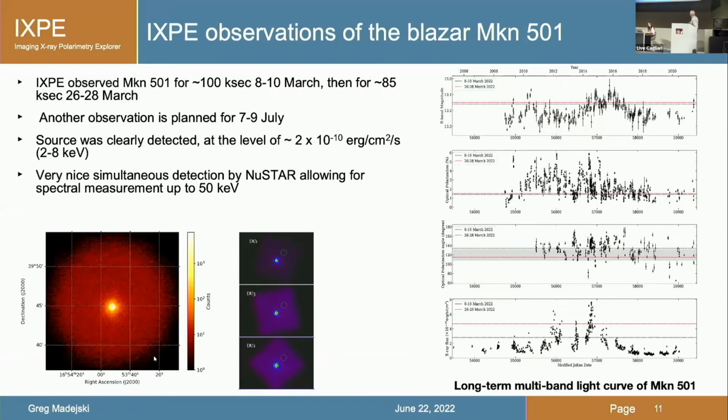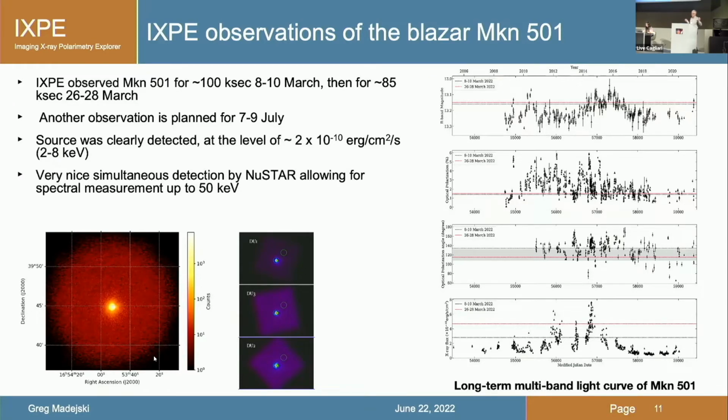So the IXPE observation of Markarian 501 has been conducted over 100 kiloseconds, and that gives you a sense of the instrument sensitivity. If you need 100 kiloseconds for a source at the level of a few times 10 to the minus 10 to detect polarization at the 10% level, that gives you a sense of what you need to do for those brightest sources to be able to determine whether there is or isn't polarization. The important part here is that NuSTAR actually conducted a strictly simultaneous observation with IXPE and was very successful in providing the measurement of the broadband spectrum, which IXPE itself would have inferred to be just a power law.